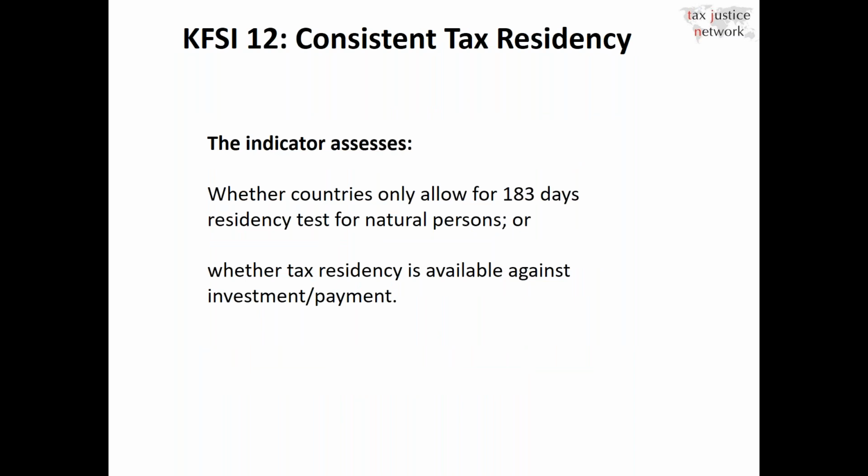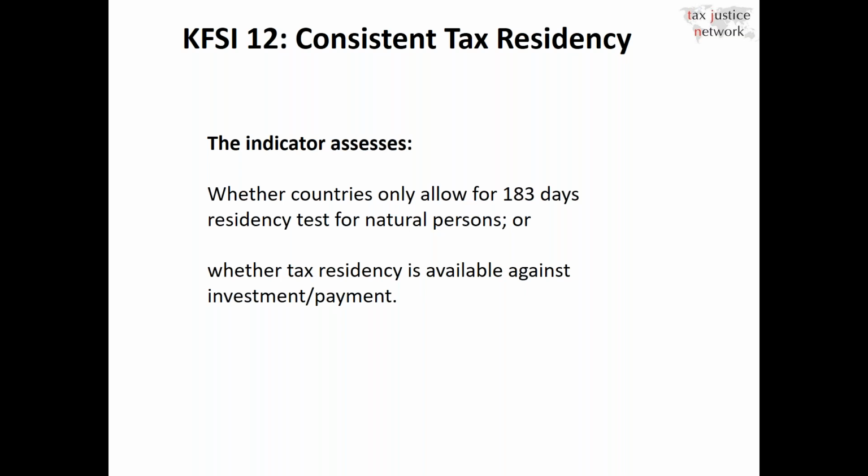Next one, we have three to go. New KFSI number 12 on consistent tax residency. The indicator assesses whether countries only allow for a 183 days residency test for natural persons, or whether tax residency is available against investments or payment. In the latter case, we don't provide any credit.